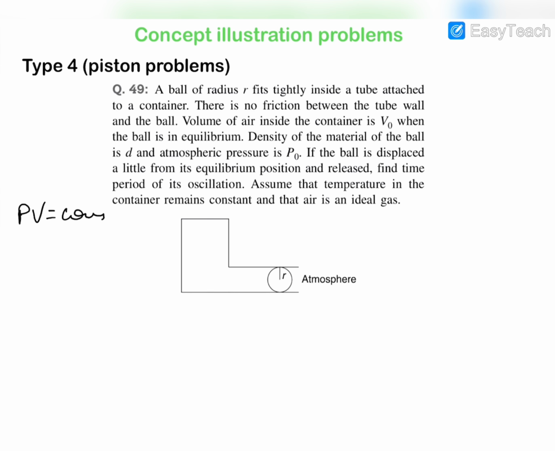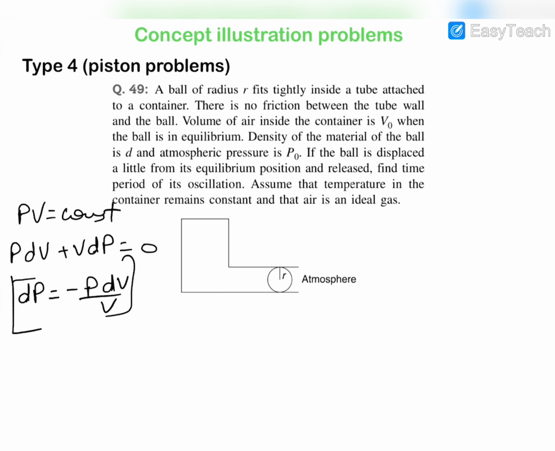PV is equal to constant, and we can say that P dV plus V dP is 0. So dP will be equal to minus P dV by V, and dP is the change in pressure due to the displacement of the ball.